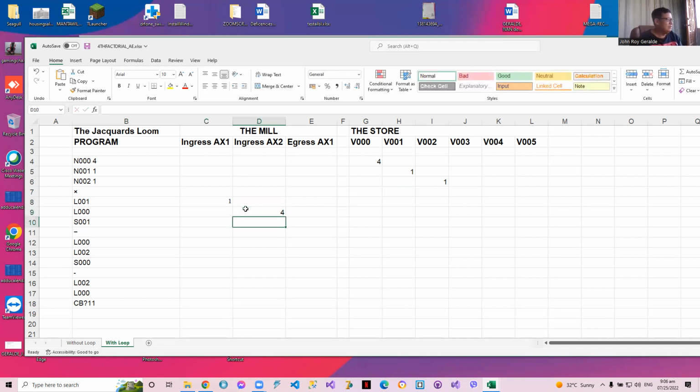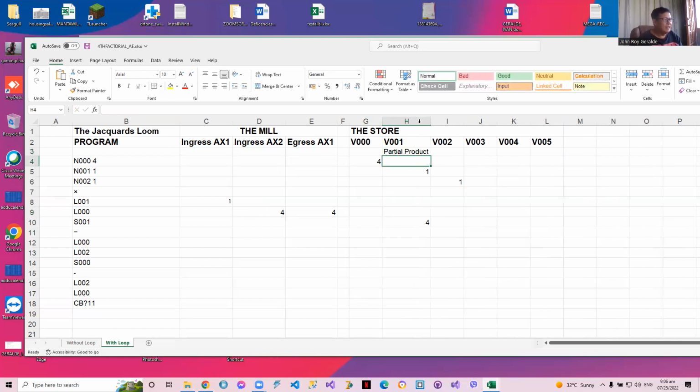Do you follow? So now 1 times 4, because that's a times, this will be 4, and then we'll have S001. So this one will now become 4. Okay. So this is our next partial product. I think this is our decrement. And this is our next multiplier, no?